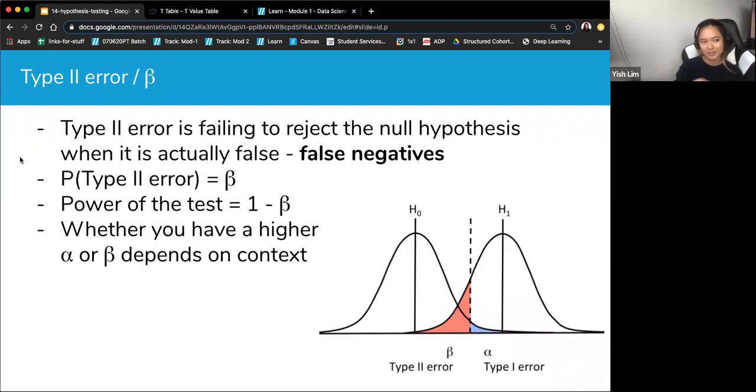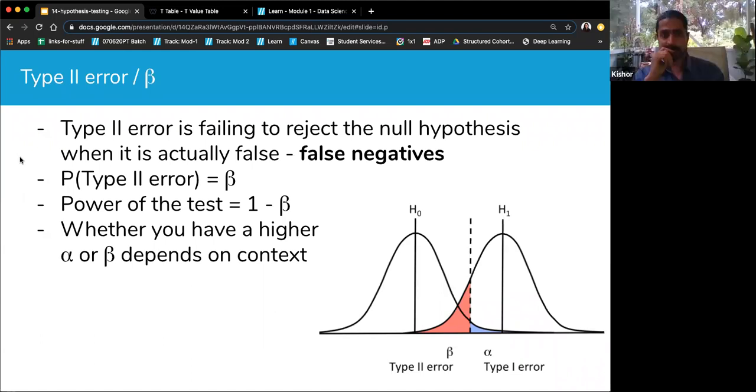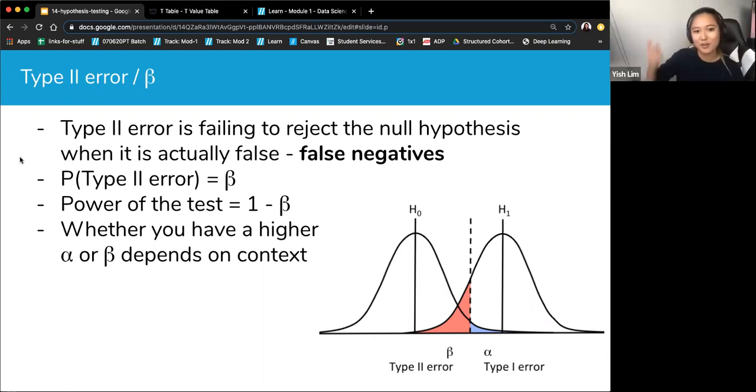So for example, if you have a medical test, let's say a COVID test, you want to see if you have COVID. Would you rather be told that you have COVID but you don't? Or would you rather be told that you don't have COVID but you really do? I think it's better to be told that you have COVID if you don't. It's better to have false positives. Yeah, better to have false positives than false negatives, because you don't want to actually have COVID and be out spreading disease.